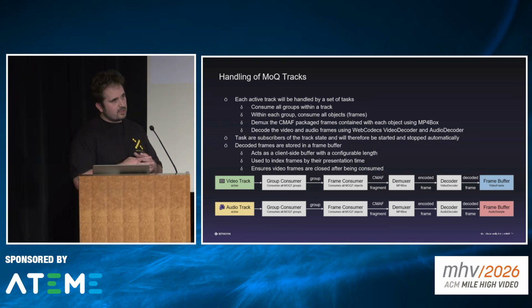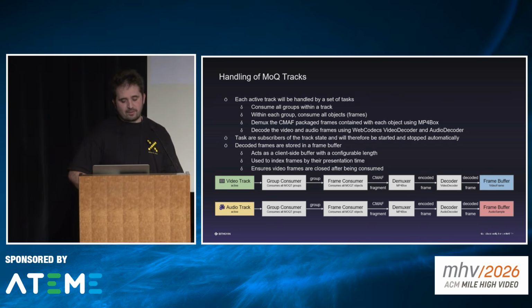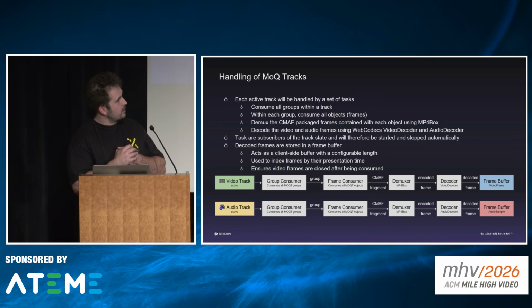Considering that we're dealing with the CMAF packaging format here, the content of those actual objects are CMAF fragments. So first we have to demux those, right? So we have a demuxing task that's using MP4Box to actually extract the encoded frames from those fragments. Once we have the encoded frames, the next thing we have to do is decode them, right? So we're using the WebCodecs API, which has a video decoder and an audio decoder available, and we're using those to handle the actual decoding of those frames.